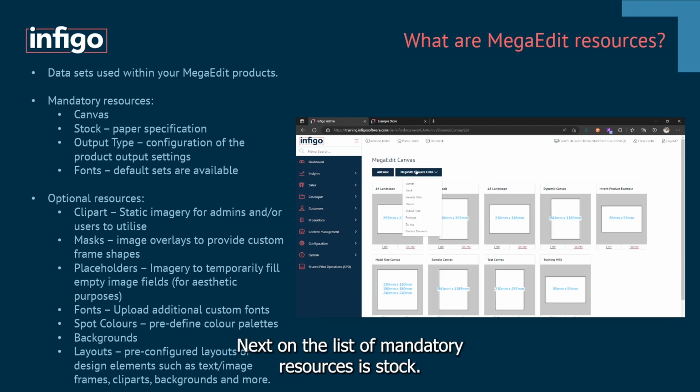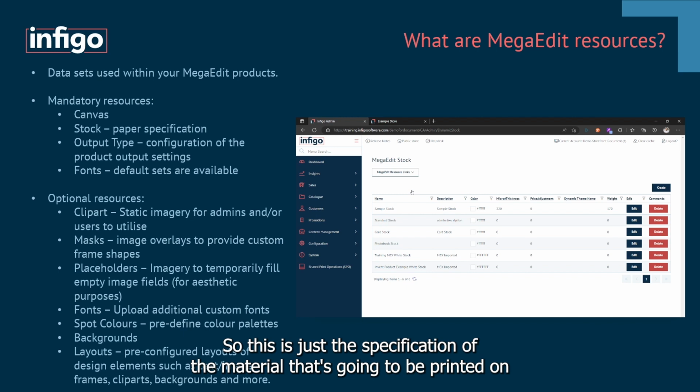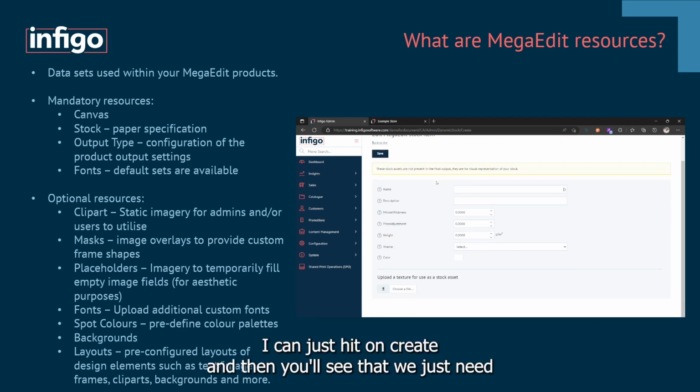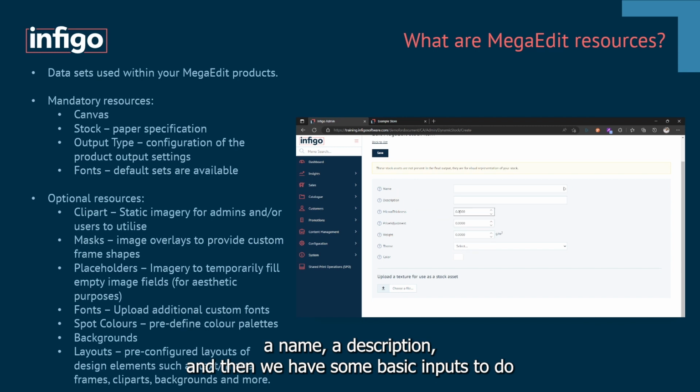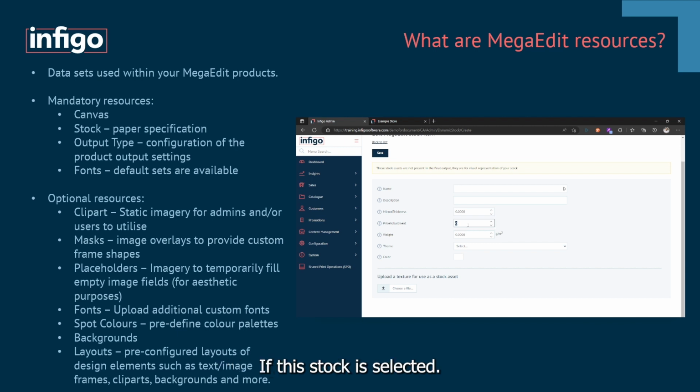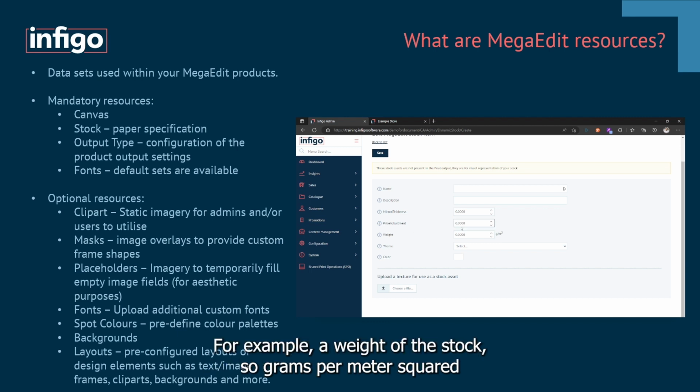Next on the list of mandatory resources is stock. So this is just the specification of the material that's going to be printed on. Quite simple specifications. I can just hit on create, and then you'll see that we just need a name, a description, and then we have some basic inputs to do with the thickness of the stock, if it requires any price adjustment, if this stock is selected. So does this make it more expensive, for example?